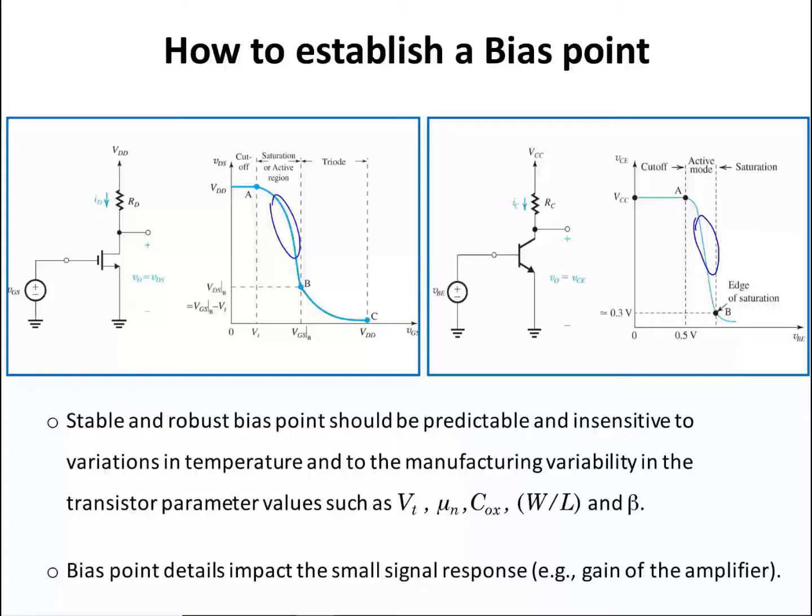A stable and robust bias point should be predictable and insensitive to variations in temperature and to the manufacturing variability in the transistor parameter values, such as Vt, mu n, Cox, W over L, and beta for the case of BJT. And bias point details impact the small signal response, like the voltage gain of the amplifier. So an essential step in the design of a transistor amplifier is the establishment of an appropriate DC operating point for the transistor. This is called biasing or bias design.